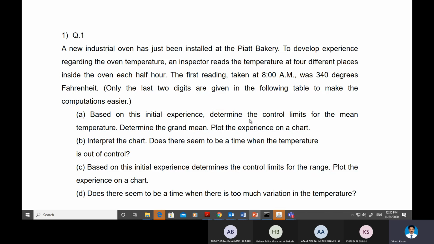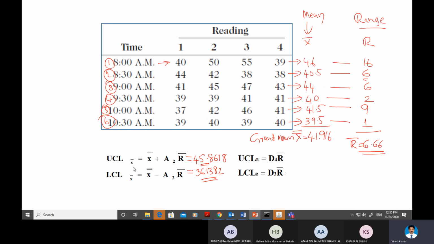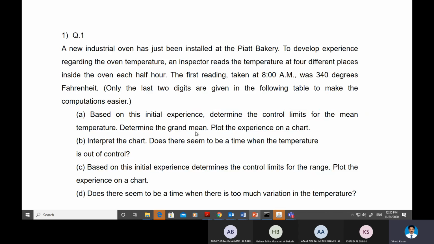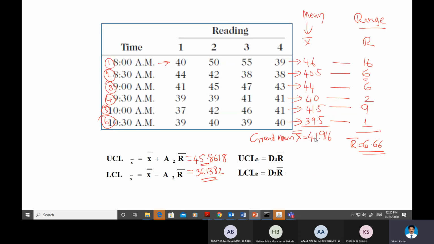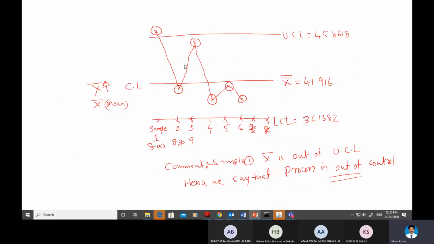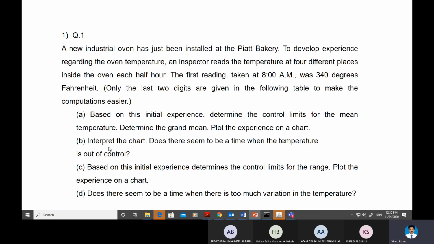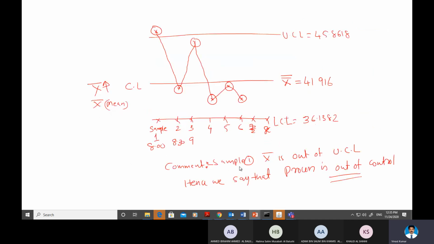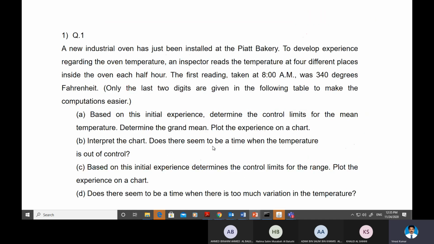Based on the initial experience, determine control limits. Determine control limits means upper control limit and lower control limit. We calculated upper and lower. Determine grand mean. Grand mean means X double bar. Plot the experience on a chart. This is the experience on the chart. Interpret the chart. Interpretation is here. Sample 1 of the X bar chart has gone out of the upper control limit. Hence, we say that the process is out of control. This is the interpretation. There seems to be a time when the temperature is out of control.